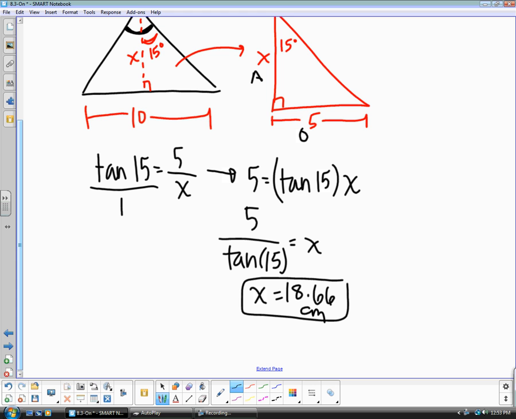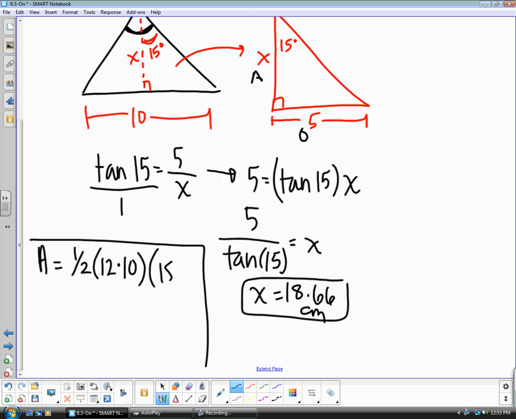Now we can easily find the area. Take 1/2 times your perimeter. Well, we have a 12-sided figure. Each side is 10 centimeters long. And we just figured out the apothem. The apothem is 18.66. So if you look at your note sheet, it's going to ask you for your perimeter. Your perimeter was 120.